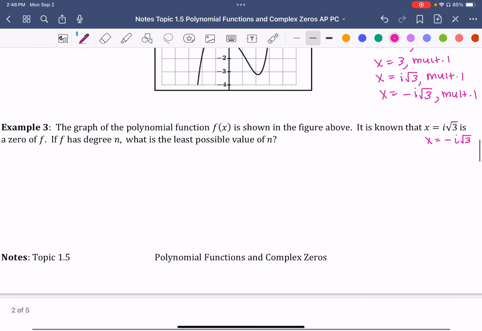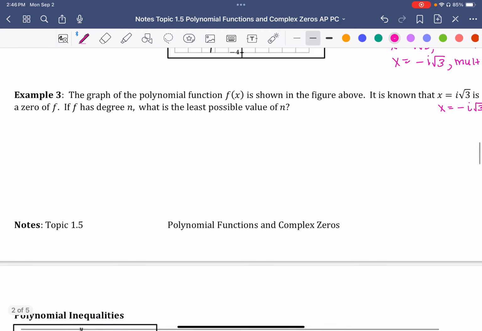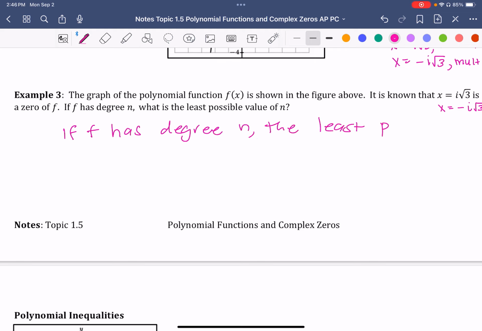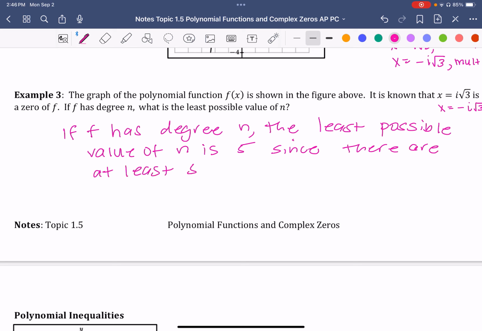Okay, so I'm going to write here, if f has degree n, the least possible value of n is 5, since there are at least 5 zeros. Okay, now the question was at least. Could there be more? Absolutely, there could be more.